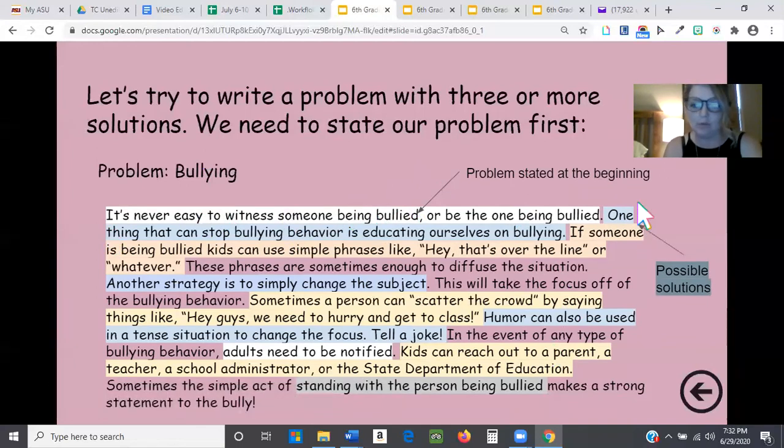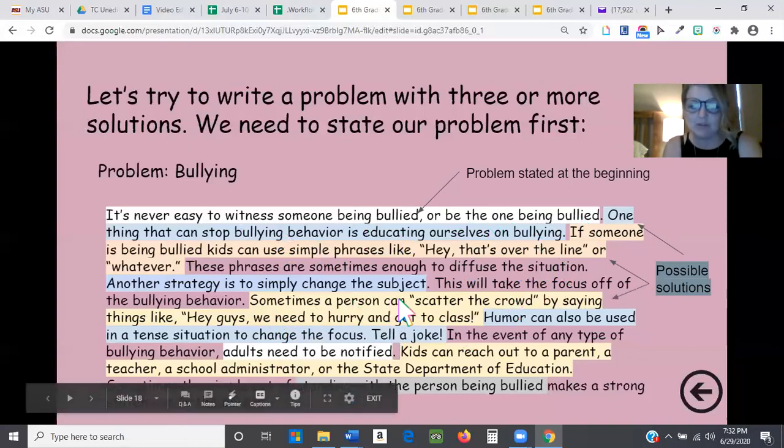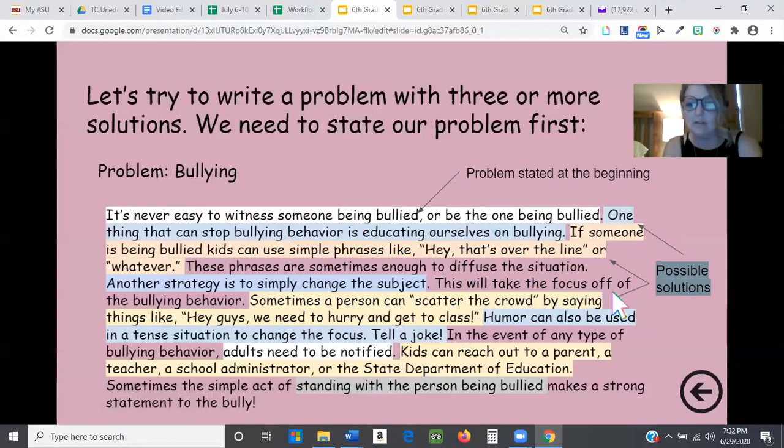So we have one up here where it says educating ourselves on bullying. That's one possible solution. Another one is this one here that says if someone is being bullied, you can just say, hey, that's over the line, or whatever, just blow them off. That's another solution. This one that's highlighted says that a person can scatter the crowd by saying, hey guys, we got to get to class, right? Sometimes that's enough to just get in there and break up that crowd. Everybody goes to class, right? And the incident is over, okay?